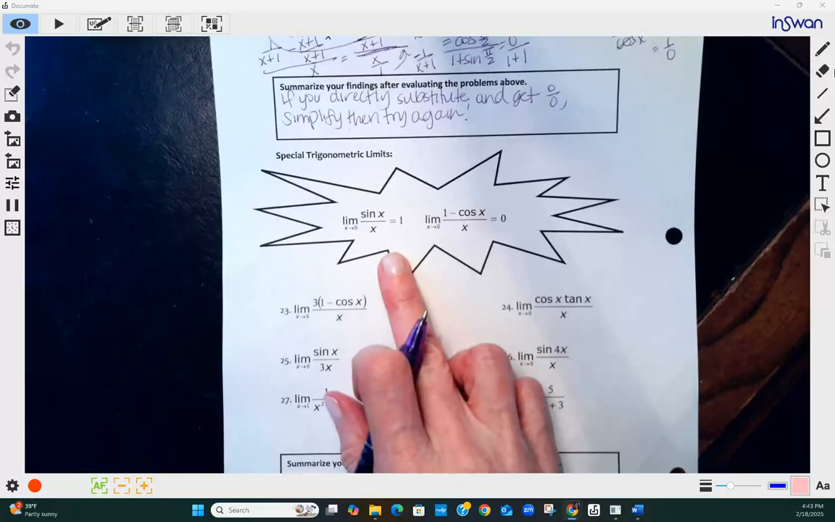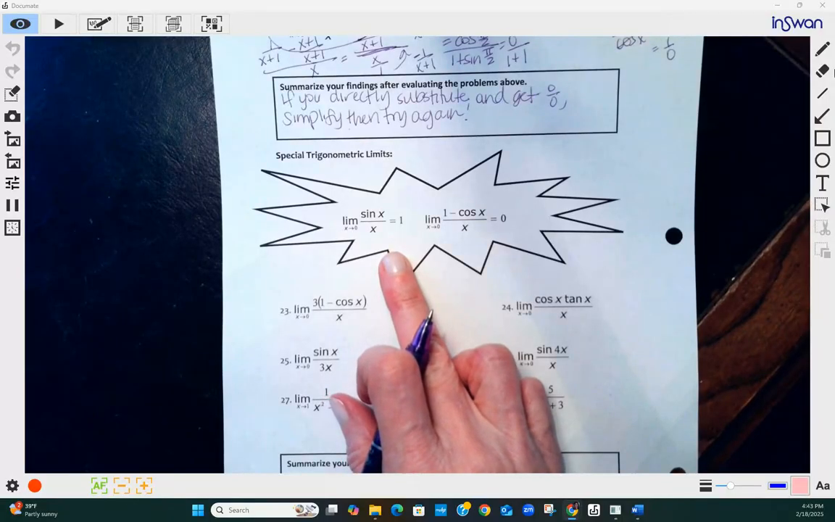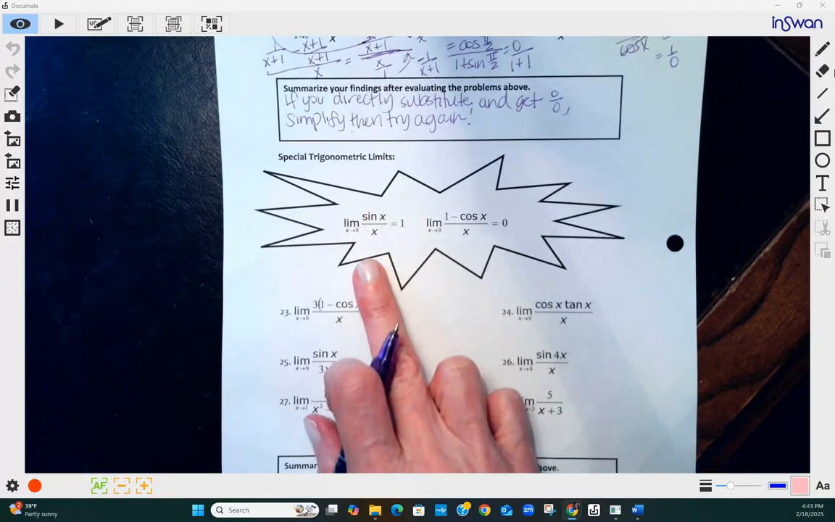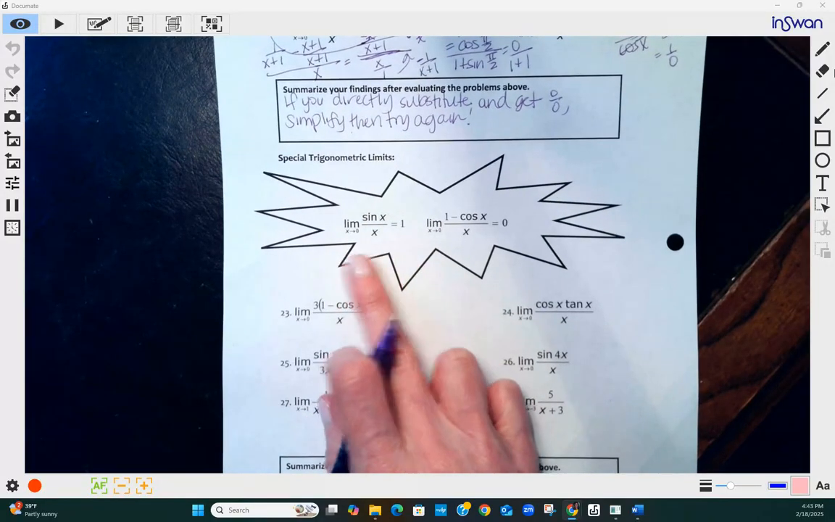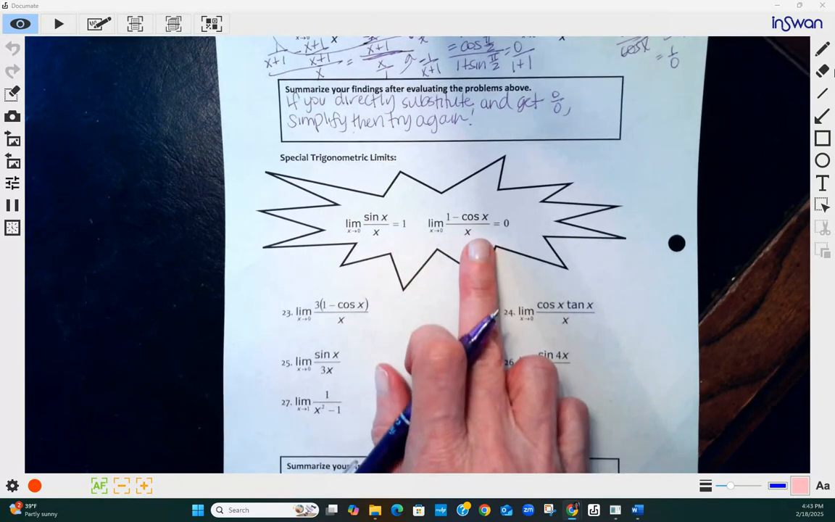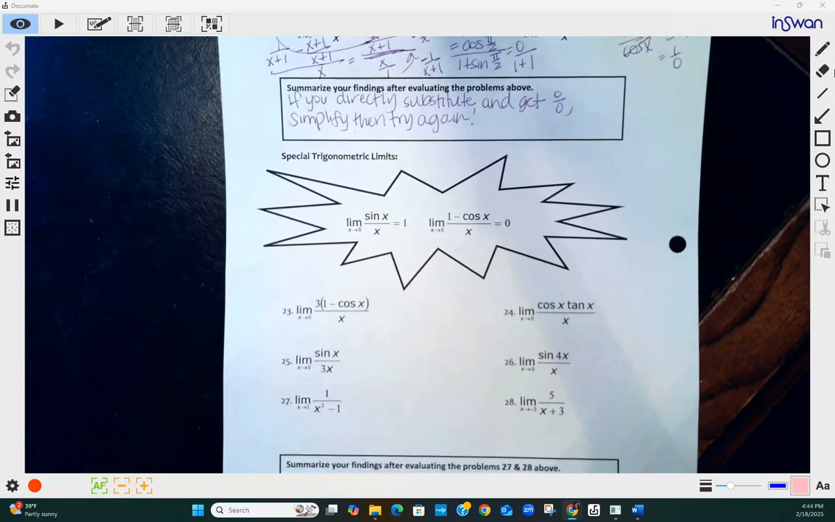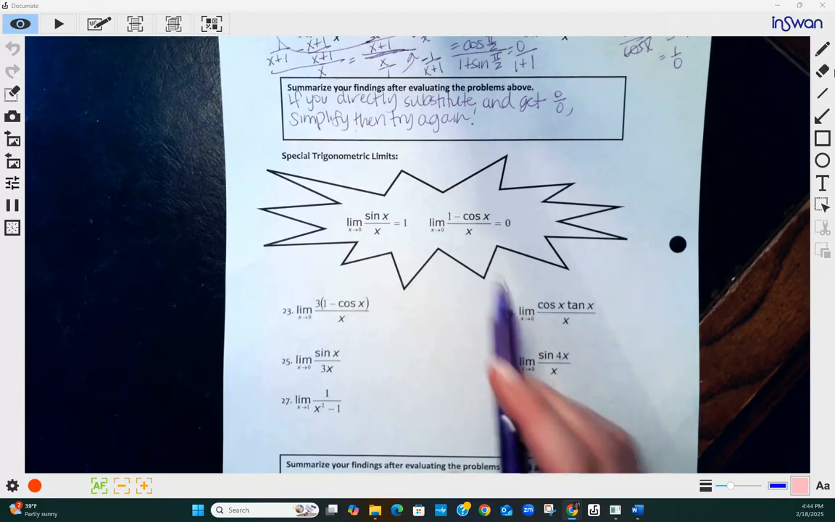All right, last. These are two special limits that you have to memorize. Okay, if you were to graph the function sine x over x, you could see on the graph that the limit as x approaches 0 is 1. Same thing here. If you graph this function, you would be able to see that the limit as x approaches 0 is 0 from the graph. Okay, so you just need to memorize those. Those will allow you to just directly substitute.